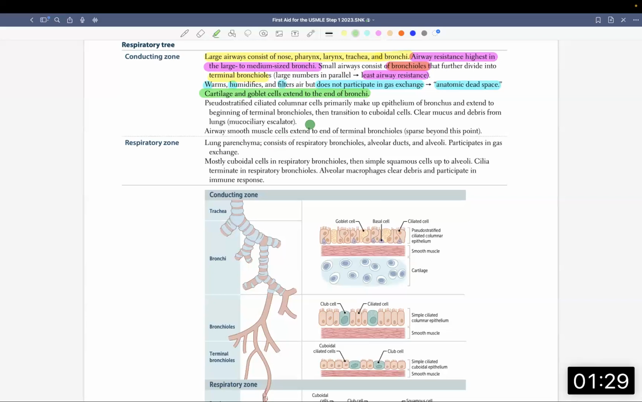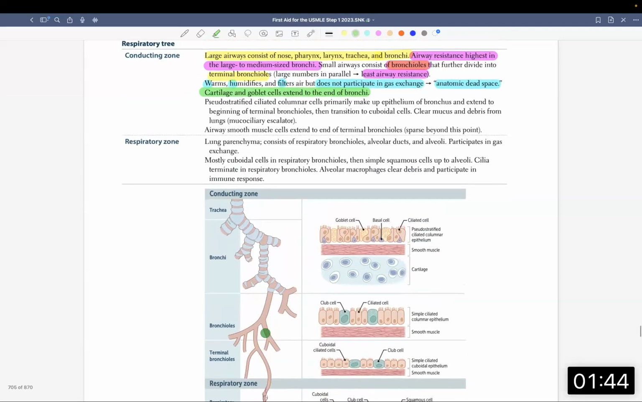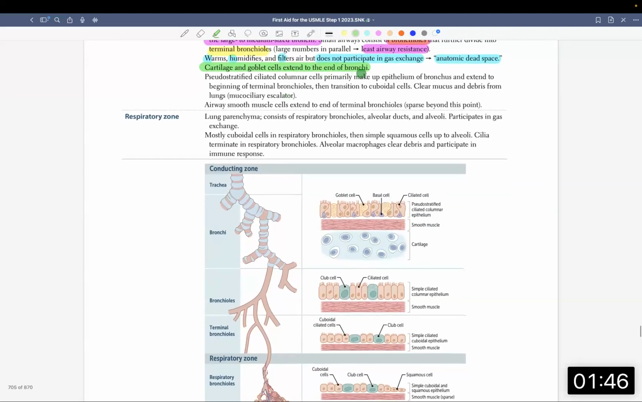Pseudostratified ciliated columnar cells primarily make up the epithelium of bronchus and extend up to the beginning of the terminal bronchioles. This is pseudostratified ciliated columnar cells. What's the lining? Pseudostratified ciliated columnar cells make up the epithelium of bronchus and extend to the beginning of the terminal bronchioles, then transition to cuboidal cells.